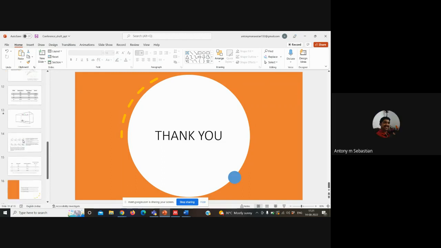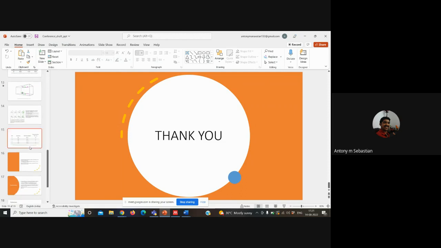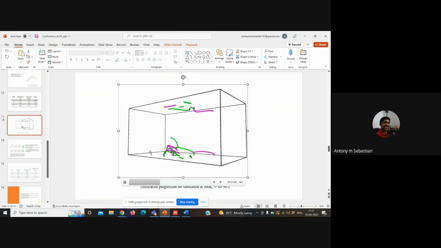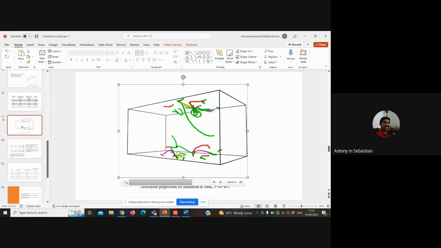The first thing is that, as I have shown, this is the dislocation progression for a particular simulation at 300 Kelvin, 5 into 10 raised to 9 per second. The orientation that I have used is the normal 100 orientation, the orientation along which the stress was applied. So for any orientation at this particular strain rate, this will be the dislocation progression, and this will be the deformation mechanism itself.